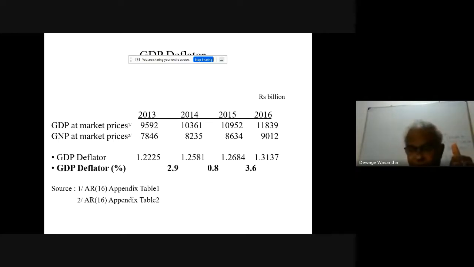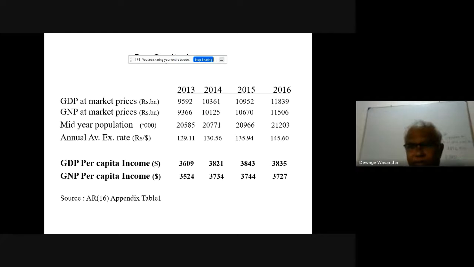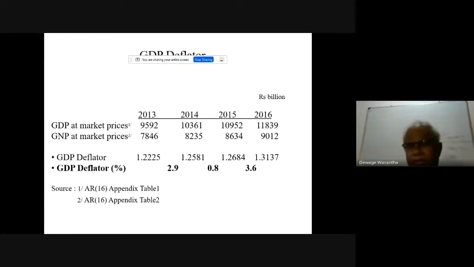Table 2, that is the real value, right? Okay, 9012. Both should be the same GDP. Please change that: GNP to GDP at market price, real. There you can see GDP at market price 9012. Next table, GDP at market price, nominal value 11839. So combine these two, 11839, 9012. The first row is coming from table 1, nominal GDP. The second line, GDP at market price, is coming from appendix table 2 of the annual report, they are real values.